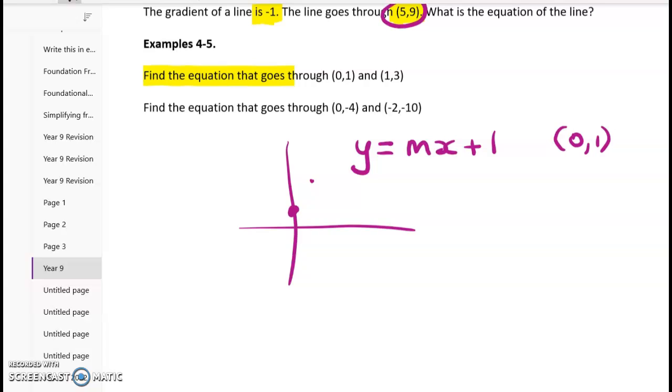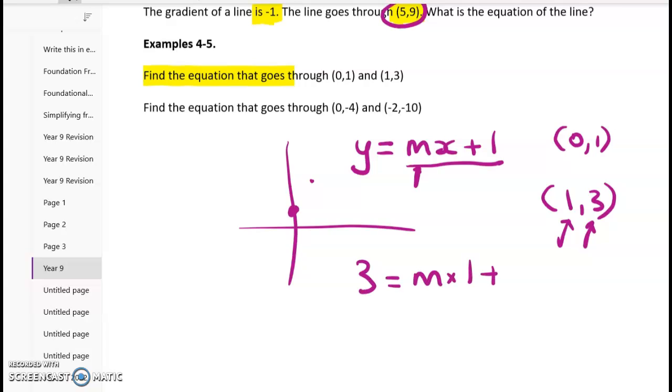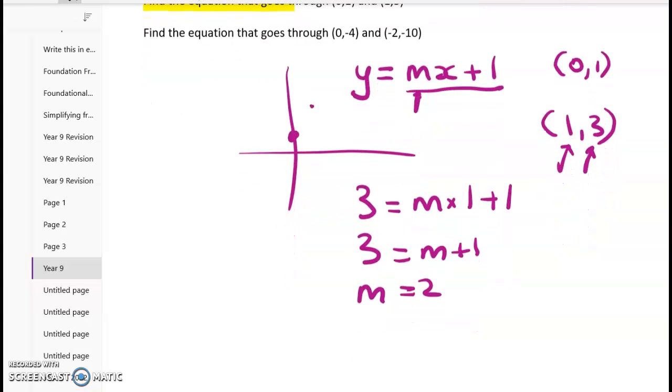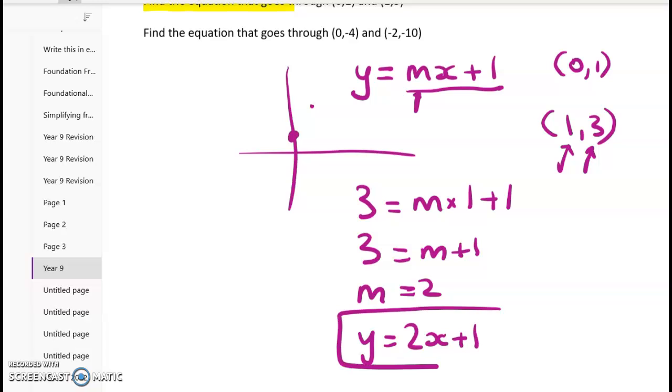So we know that 0, 1 is on the curve, and that tells us this, but we also know that 1, 3 is on the curve. So we can do what we did before. We can substitute these values in, and that's going to let me find the value of the gradient. Right, so 3 is equal to m times 1 plus 1. 3 is equal to m plus 1, so m must equal 2. And that means that the equation of the line is y equals 2x plus 1. Both of those methods are really useful ones as you work your way through maths at high school.